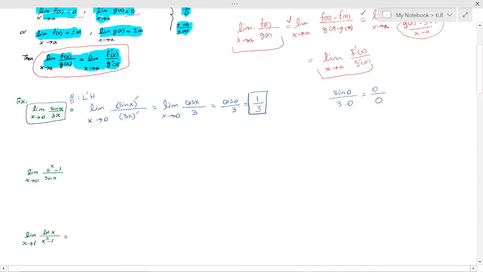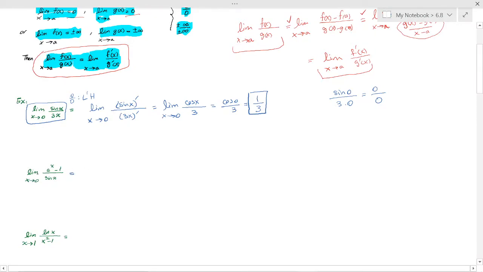We could have answered this already by the property that the limit of sine x divided by x is 1. So this would have been 1/3 simply. But using L'Hopital's rule makes it simpler, so we don't need to remember all those properties of the limit.